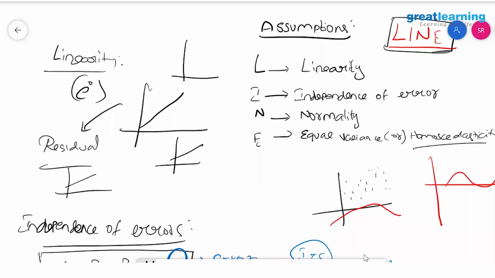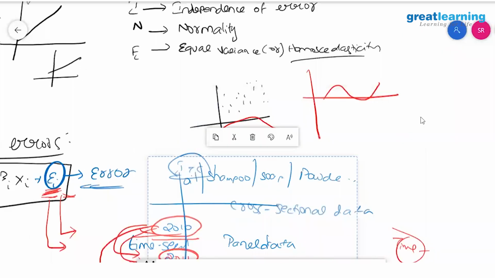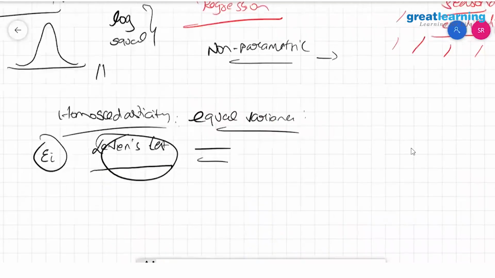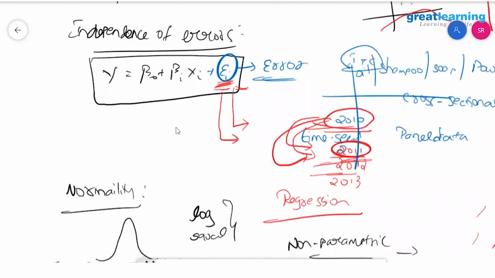Why did I stress this error term? It is very, very important. Whenever you write a regression equation, this error is very important. All the assumptions are based on this error epsilon. This error is a very important metric. The unexplainable part comes to this error. Only based on this error, all these assumptions are validated.